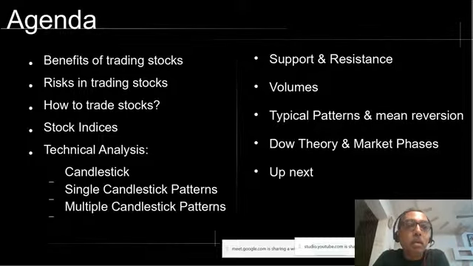So today we will look at what exactly are the benefits of trading stocks, risk associated with it, how to trade those stocks. There are different types of indices, and what is the significance of those indices. Then previously we covered technical analysis, where single candlestick pattern, multiple candlestick patterns, those are basically Japanese candlesticks. And at a little moderate level, say supports and resistances, volumes, what are different types of patterns which are getting generated when different trades are occurring, and then Dow theory as well as market phases. And then we will see what is the next agenda in the next session.